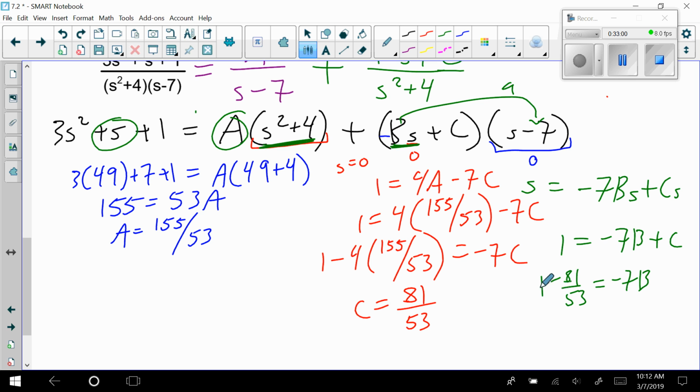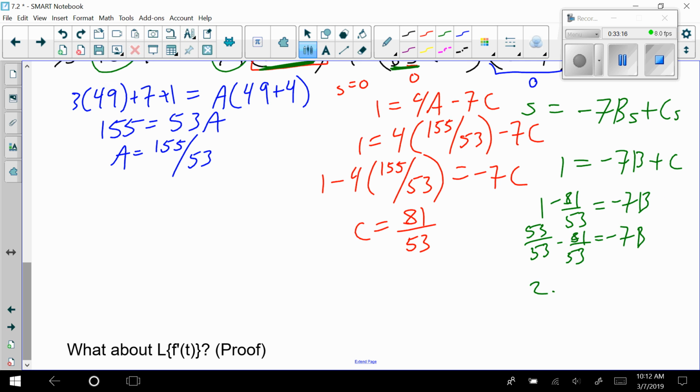Well, that would be 53 over 53 minus 81 over 53, which would make negative 28/53 equals negative 7b. And I would divide by negative 7, and if I divide over here, that would be 4 over 53 for b.